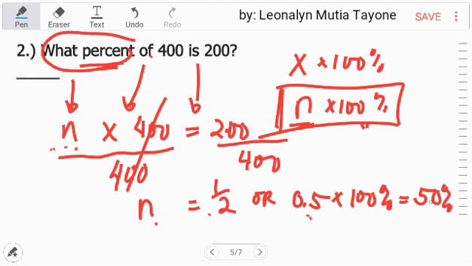So, ang sagot dito ay 50%. To double check our answer, 50% of 400 is 200. So, ang half sa 400 is 200. So, ang sagot dito na 50% ay tama.